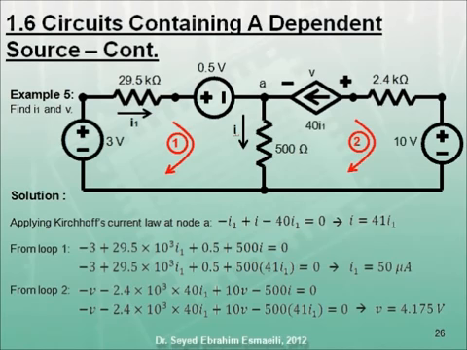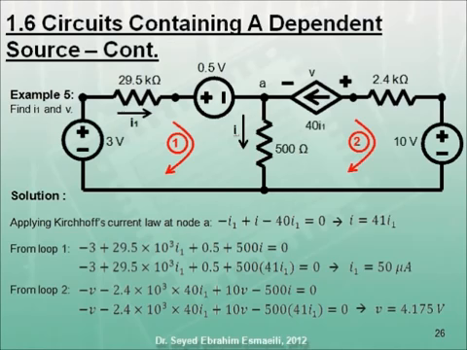In example 5, we need to find I1 and V. We start by assigning a current to the 500 ohm resistor, call it I. Applying Kirchhoff's current law at node A and assigning a positive sign to currents leaving the node, we get minus I1 plus I minus 40 I1 equals 0, or I equals 41 I1.